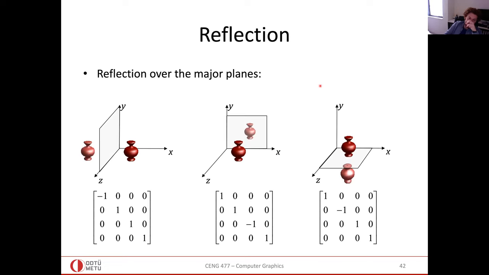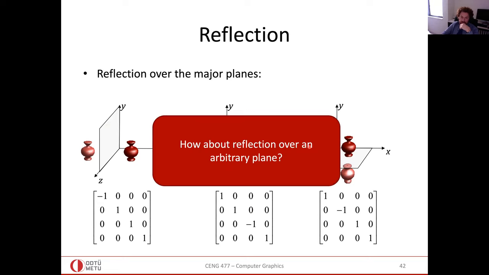Reflection is defined over major planes. Now that I am in 3D, I can't reflect over a line. It is undefined. I will reflect over a plane. So if that is your plane, the XY plane, then you will keep all your X and Y the same. So X will be multiplied by one and Y will be multiplied by one, and you will negate the sign of Z, as you see also in this example. And similarly for YZ plane reflections and XZ plane reflections.